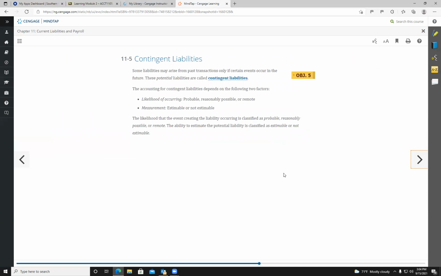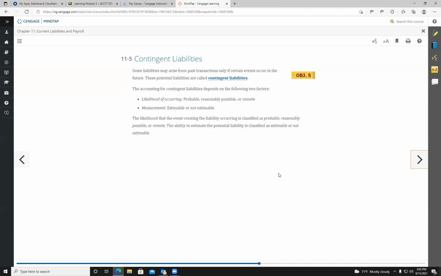So let's talk about contingent liabilities. Some liabilities may arise from past transactions only if certain events occur in the future. These potential liabilities are called contingent liabilities. The accounting for contingent liabilities depends on two factors. First, the likelihood of occurring: are they probable, reasonably possible, or remote? And then the measurement: can they be estimated or not? I can't say those words.